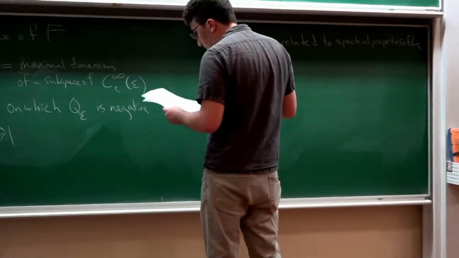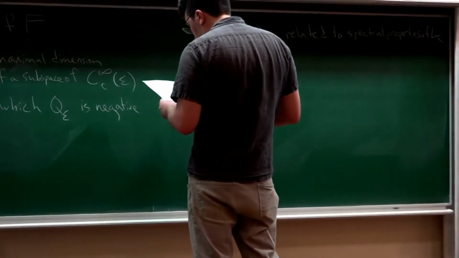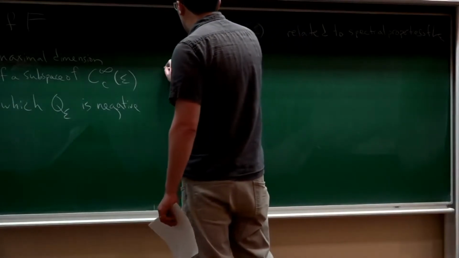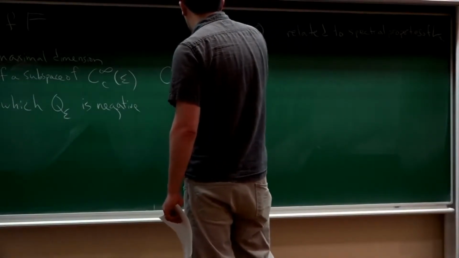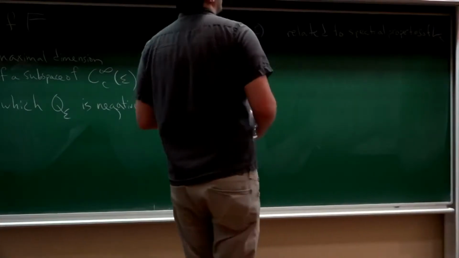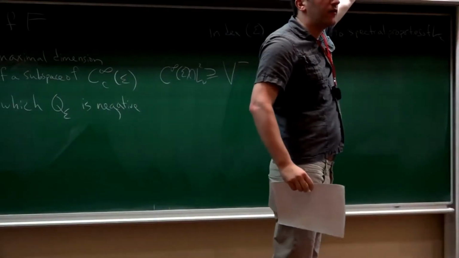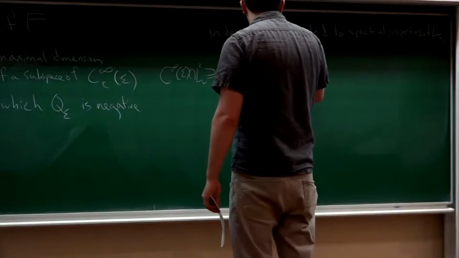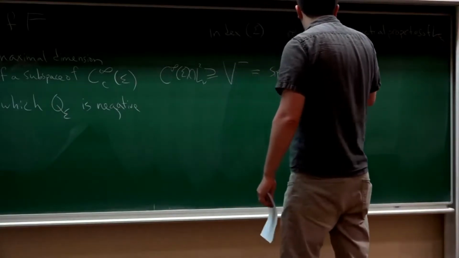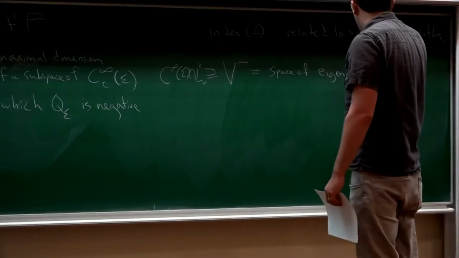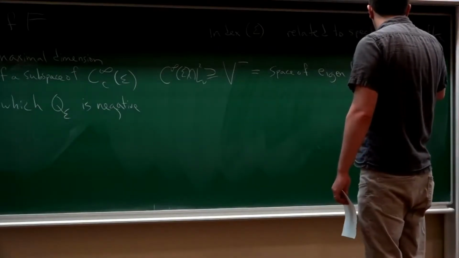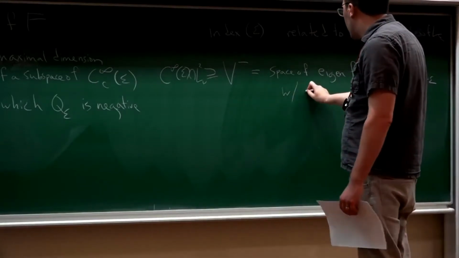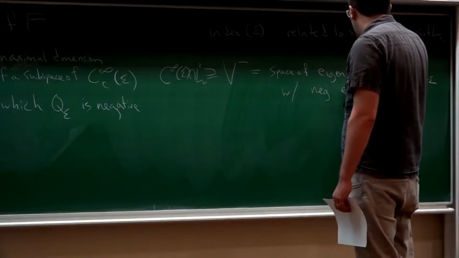Basically, if we let V sub minus, inside of, say, C infinity functions of sigma intersect some weighted L2, right? So remember, this natural L2 space here has this Gaussian weight on it. Be the space of eigenfunctions of minus L sigma with a negative eigenvalue.